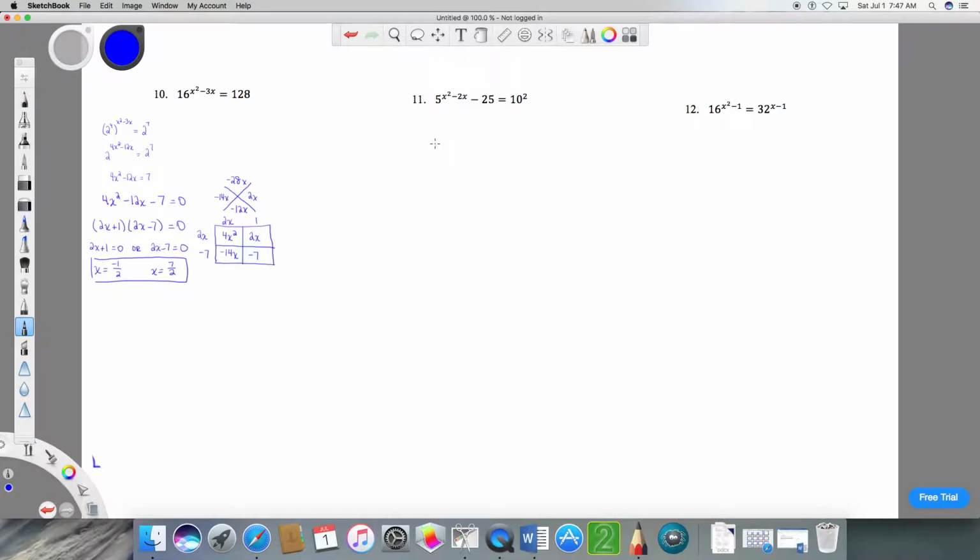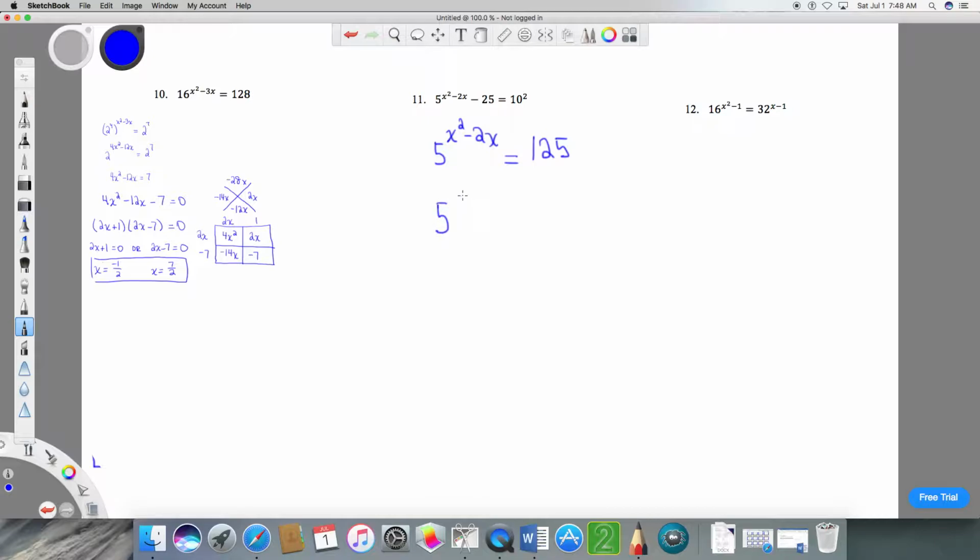So on the left-hand side, I have this first term, 5 raised to this x squared minus 2x. And 10 squared I know is 100. And if I add 25 to that, I'll have 125. So now I can rewrite the right-hand side. I can rewrite 125 as 5 to the third power.